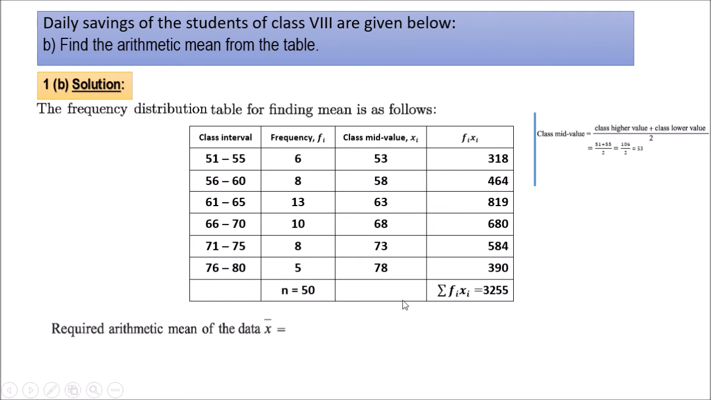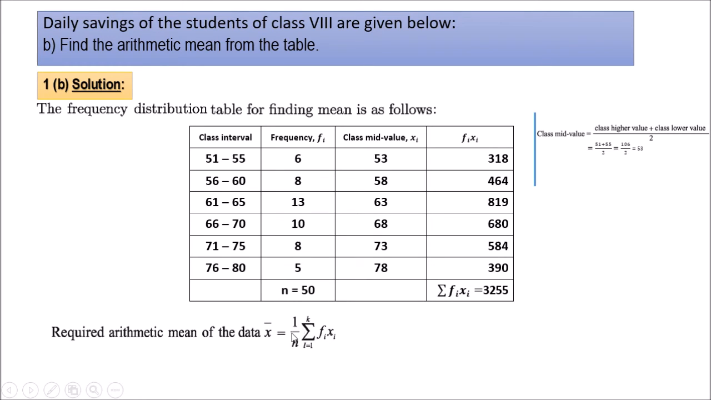Now, the required arithmetic mean of the data. Okay, this is x bar. This is very necessary. Okay, x bar. It represents the arithmetic mean. So, here is the formula: 1 by n, summation of i equal to 1 to k, fi xi.